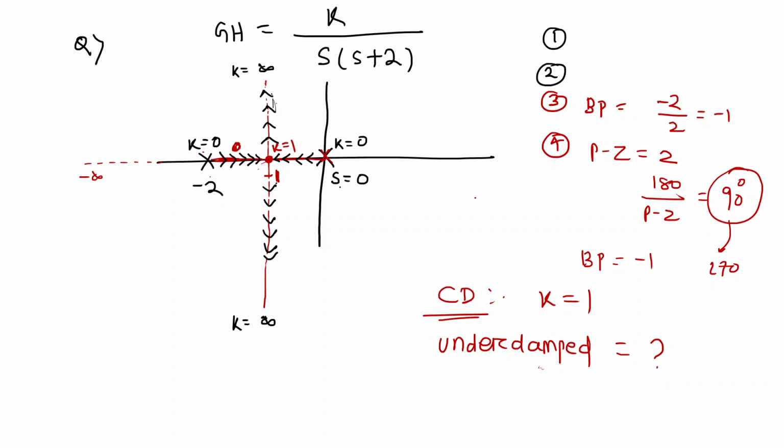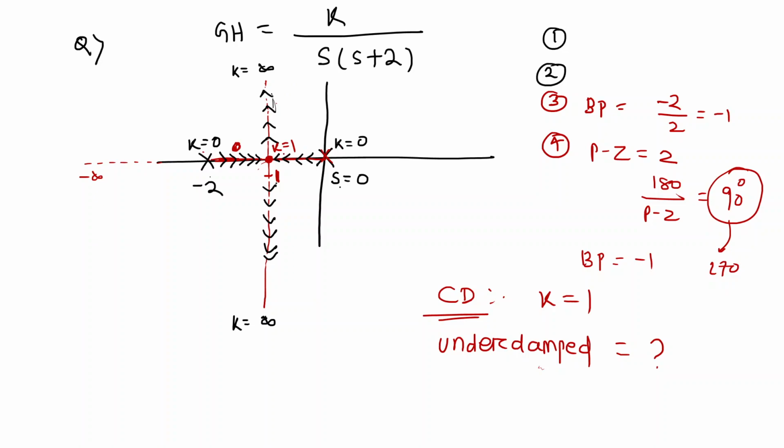Underdamped means the poles move in the imaginary direction. You know that this is the plot. Here the poles come like this, reach here, and again move. So this location is underdamped. Underdamped means it should be imaginary, but at the negative real axis.